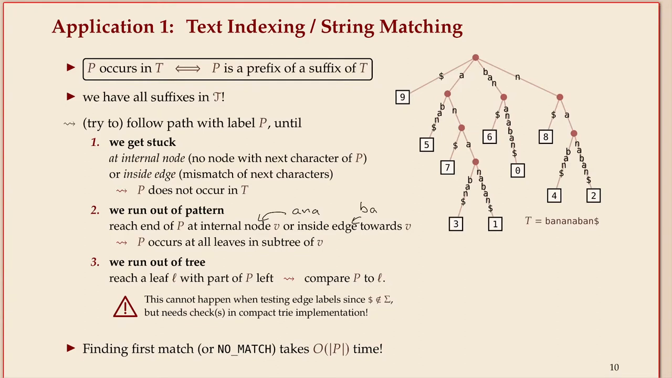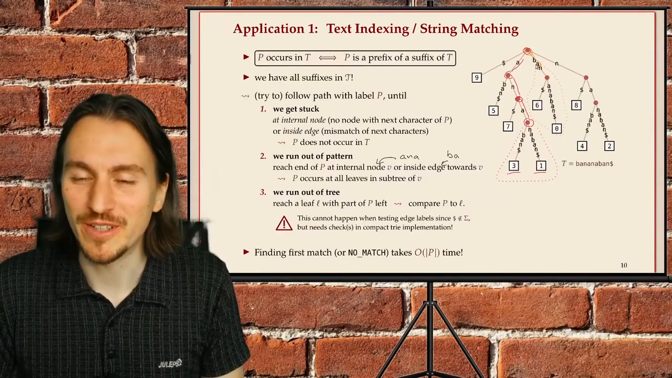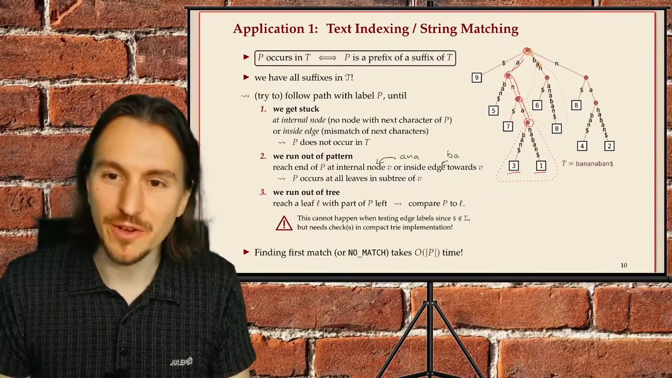So if we read A and A, let's do this example here again. That means all leaves in this subtree here are occurrences of the pattern, in particular at 3 and 1, as you've seen in the example. Similarly, if you look for BA, you would just get to here, but then everything in the subtree again would be an occurrence of BA. That's probably the easy and intuitive case that we can run into when we're looking for a pattern in the suffix tree. There are two other cases, though.